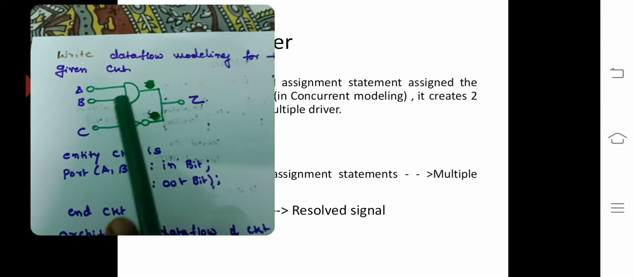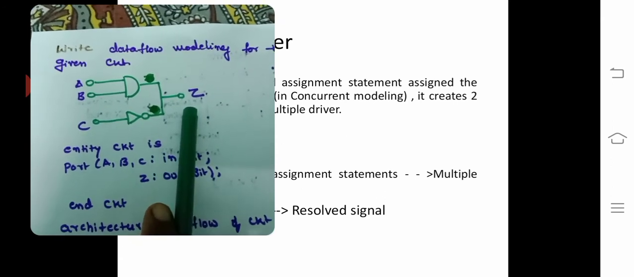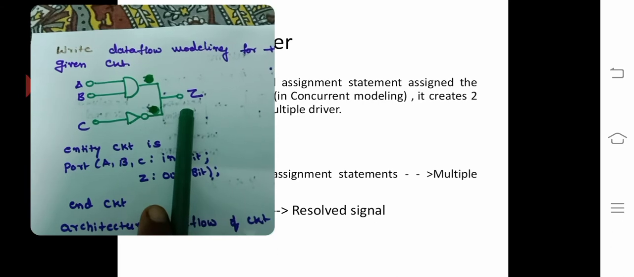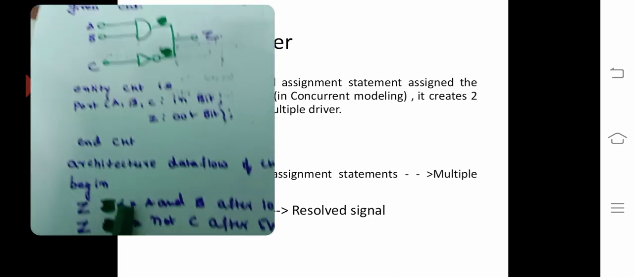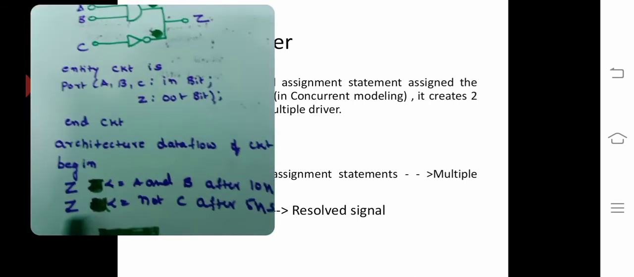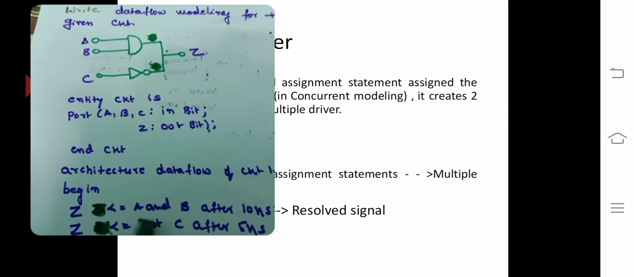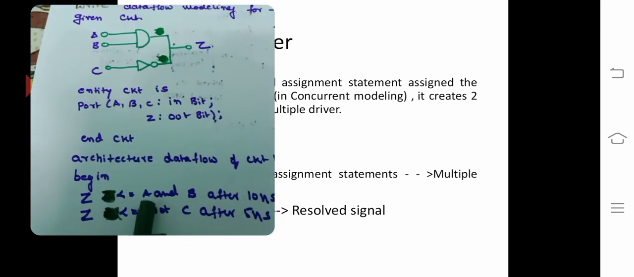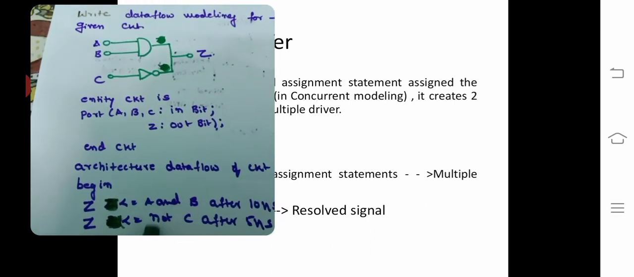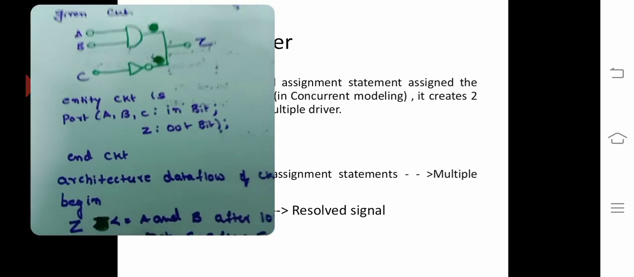So you think that I have taken Z1 and Z2. But what do I have to write? It is not possible to write anything here. How do I have to write here? Z is equal to A and B and C, and Z is equal to not of C. Sorry, Z is equal to not of C. That means for a single variable, we are assigning two values. Correct? Okay.